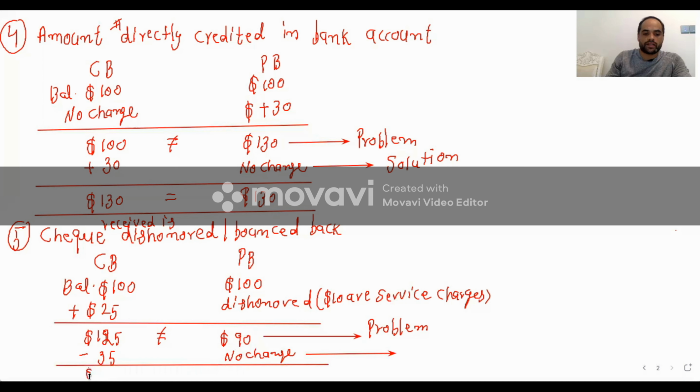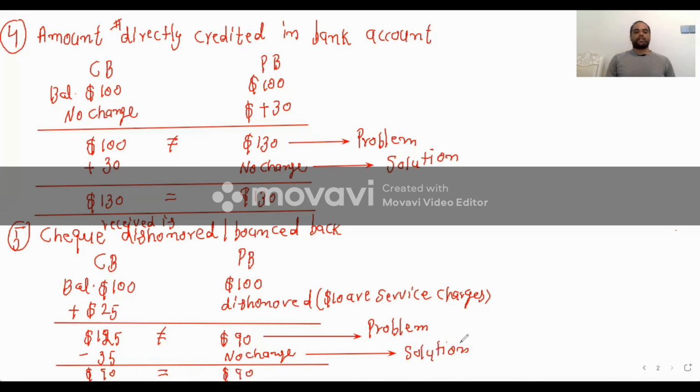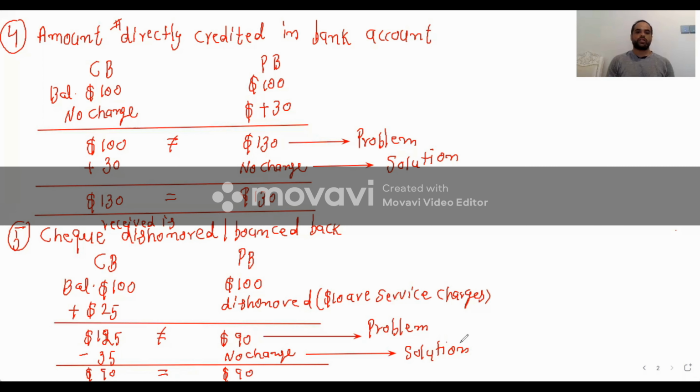So now your balance is $90 here, which is equal to the $90 here. So this is the solution. So this is your bank reconciliation statement. Time differences. Because of these reasons, we have a time difference between cash book and passbook. All right. So now all the problem solutions are finished.